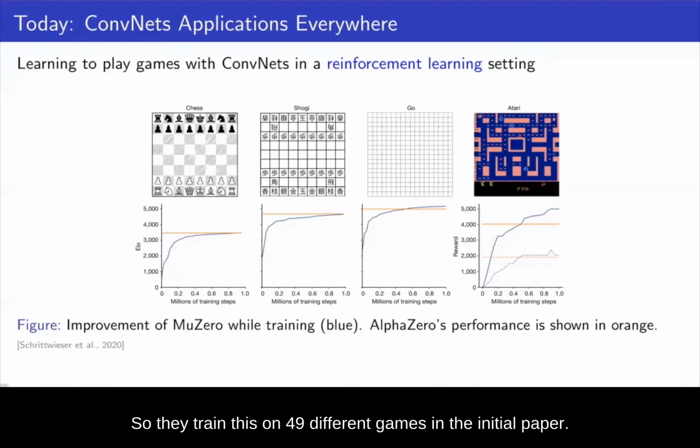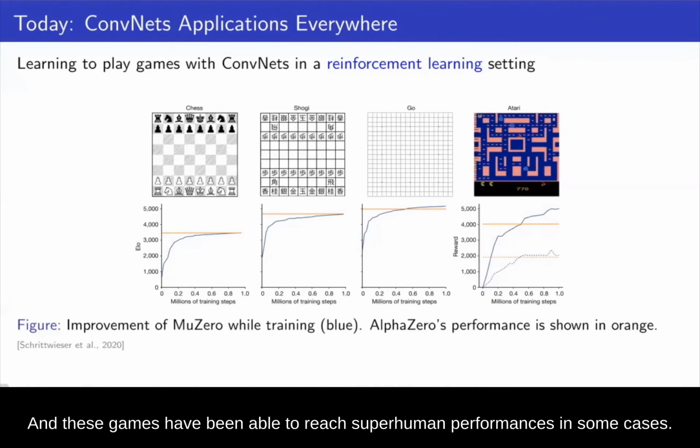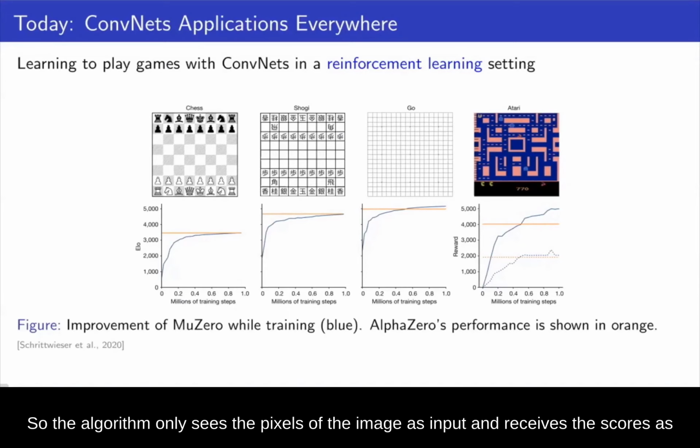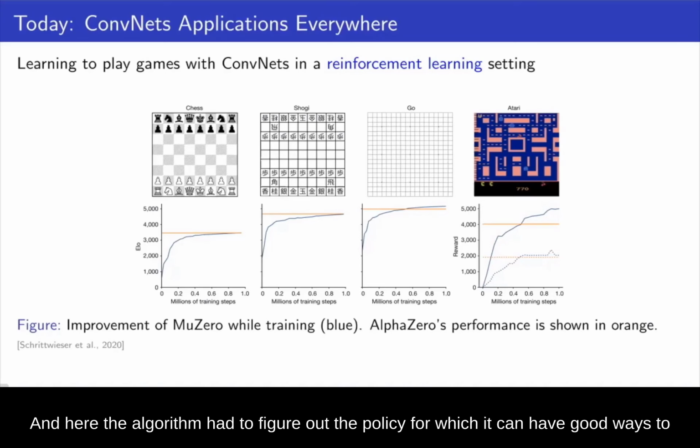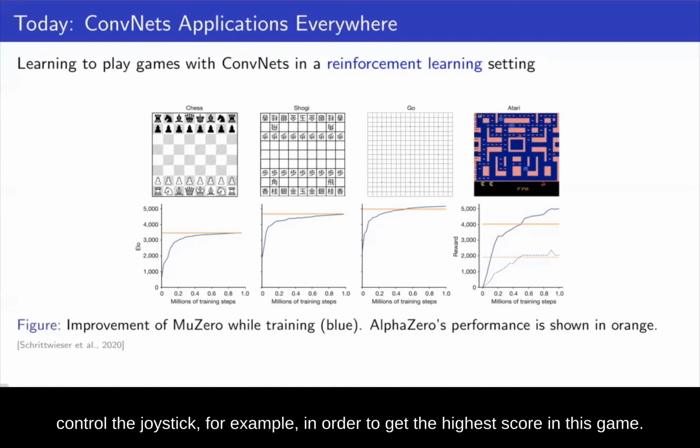So they trained this on 49 different games in the initial paper, and these games have been able to reach superhuman performances in some cases. So the algorithm only sees the pixels of the image as input, and receives the scores as feedback. But it doesn't know what the actual rules of the games are. And here the algorithm had to figure out the policy for which it can have good ways to control the joystick, for example, in order to get the highest score in this game.